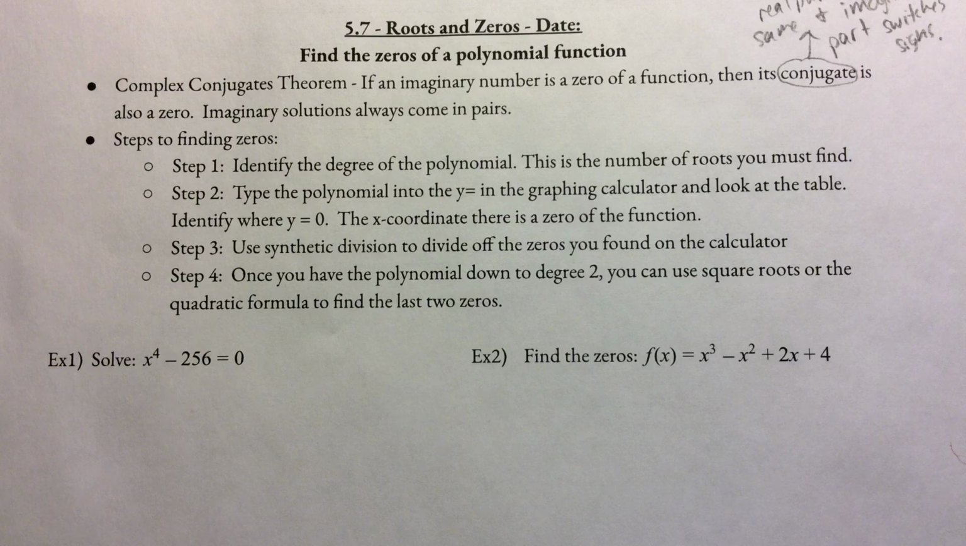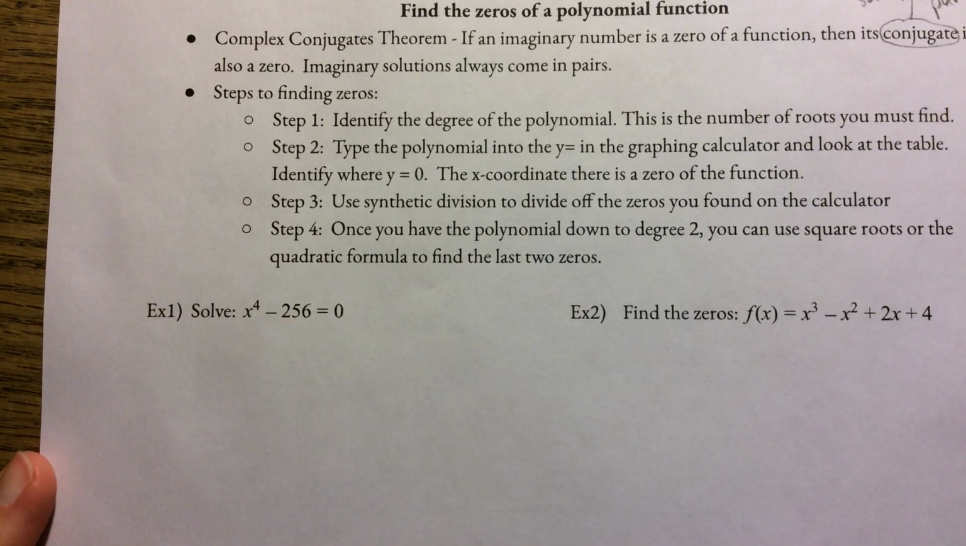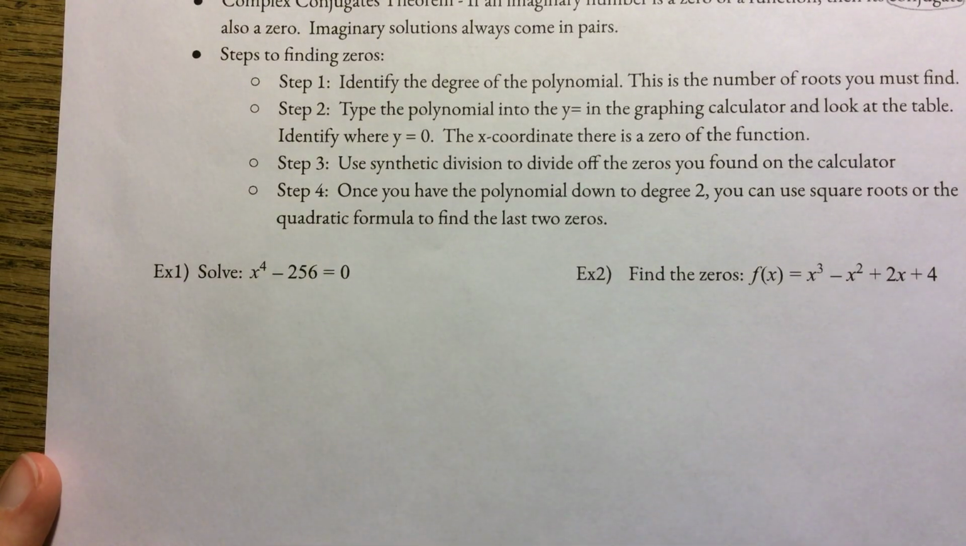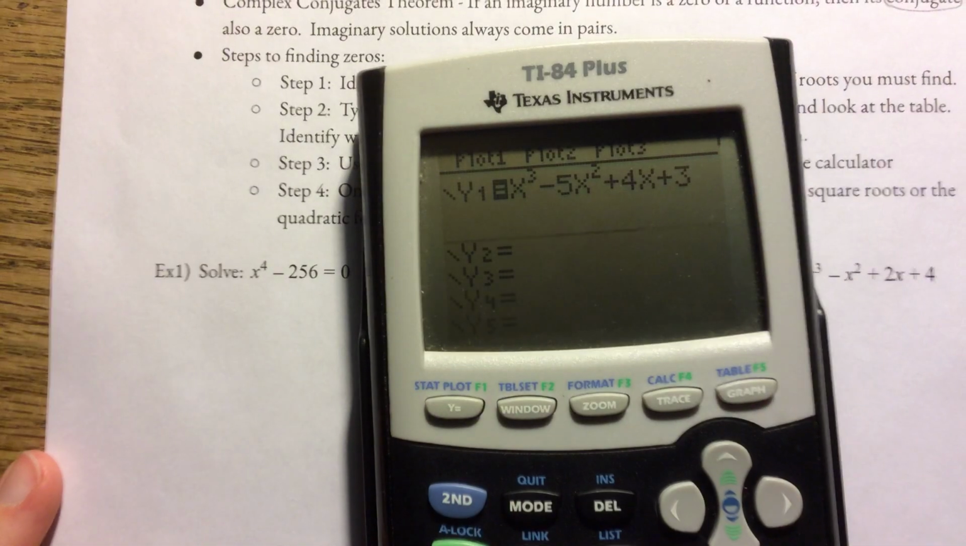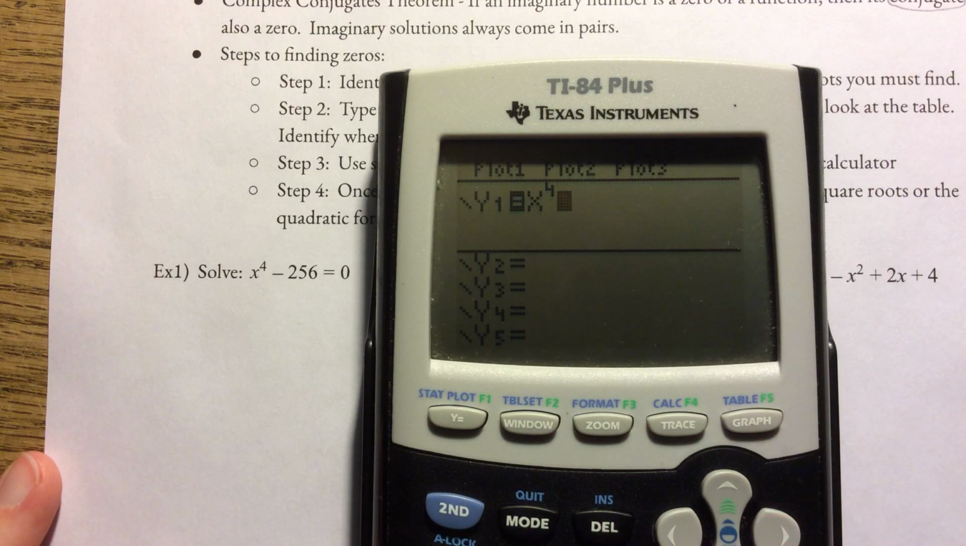In step 3, we're going to use synthetic division to divide those off. And then step 4, once you have the polynomial down to degree 2, then we can use square roots or the quadratic formula to find the last two. So on here, we have a 4th degree, so that means I'm going to have to find a total of 4 zeros. So I'm going to go to my y equals on my calculator, or if you're doing it on the computer, typing it into Desmos.